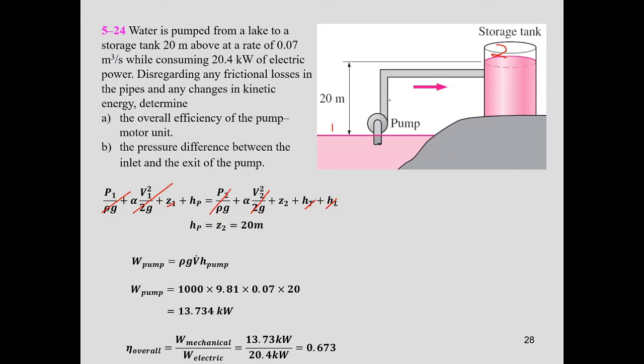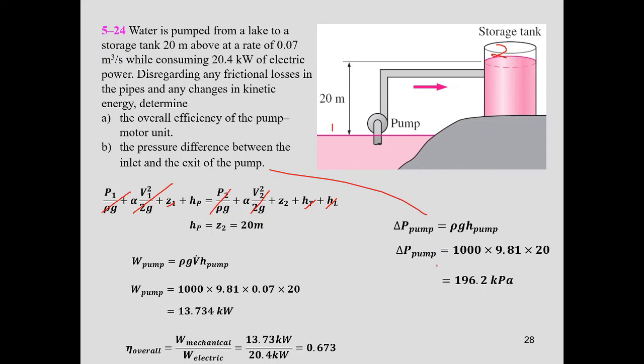Okay, for the second question, the pressure difference between the inlet and the exit of the pump. What is the pressure difference? You know this equation, delta P pump equals rho g h pump. Just put in all the information you know. Then you got delta P pump equal to 196.2 kilopascal.